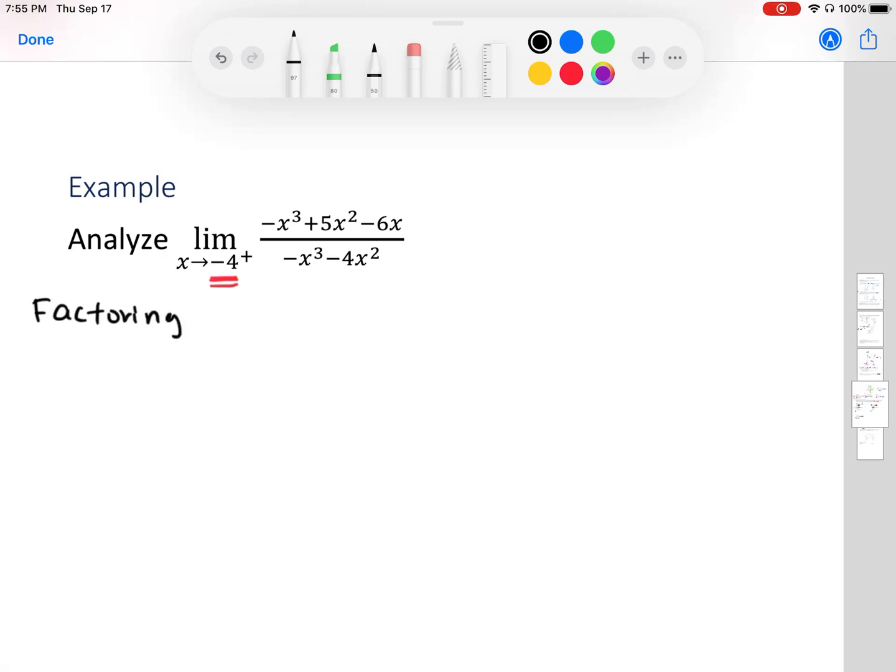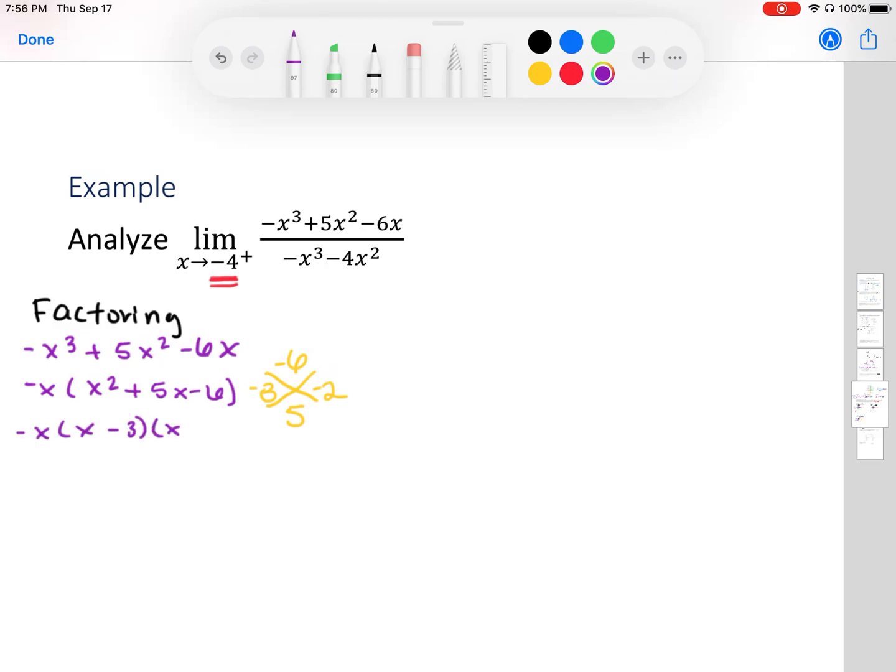Let's factor our numerator. For our numerator, I have negative x cubed plus 5x squared minus 6x. I can factor out a negative x, and I'm left with x squared plus 5x minus 6. That's a trinomial with a leading coefficient of 1. So what numbers multiply to be negative 6 but add to be 5? Negative 3 and negative 2 work. So that factors to be negative x times x minus 3, x minus 2.